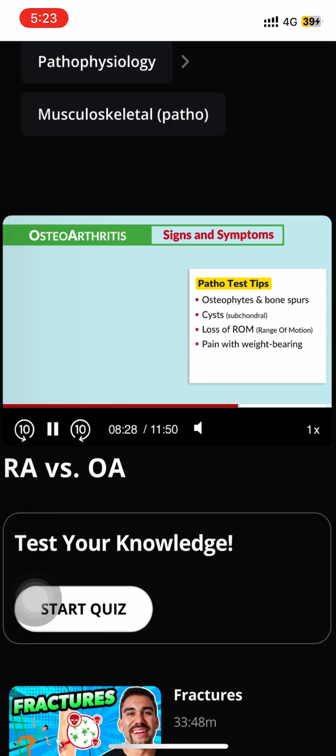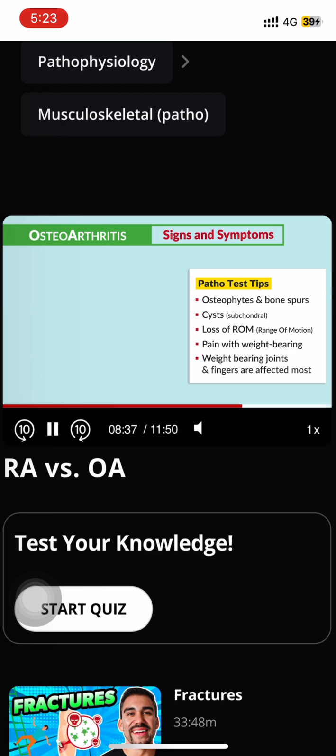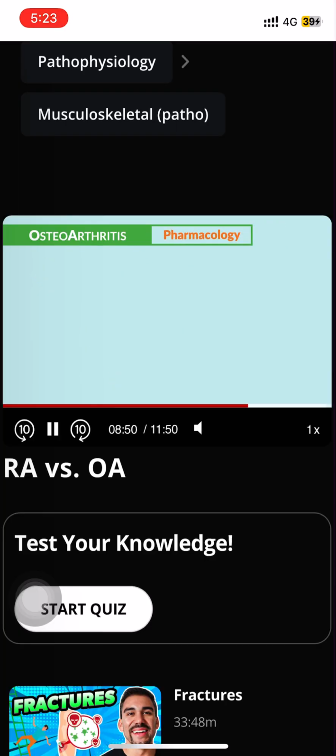And next we have pain with weight bearing. This is huge. So like lifting heavy objects or with exercise. So naturally, weight-bearing joints and fingers are affected most. For example, the knee joints, the joints in the hands, the wrist and elbows, as these joints commonly bear weight for normal daily activities. Now, in terms of pharmacologies, this is tested a lot.